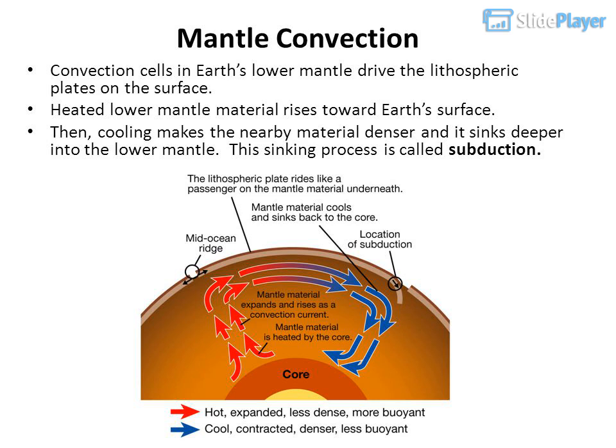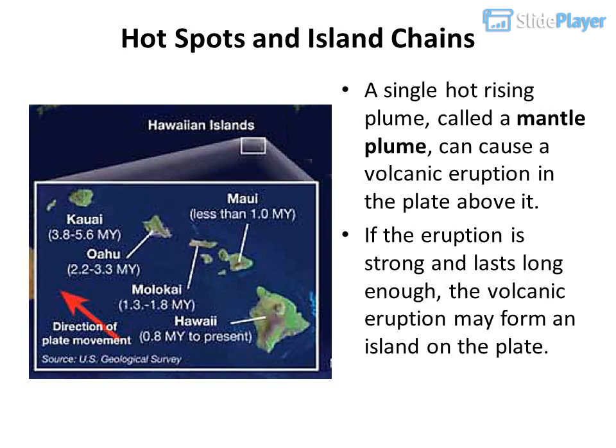Heated lower mantle material rises toward Earth's surface. Then, cooling makes the nearby material denser and it sinks deeper into the lower mantle. This sinking process is called subduction. Hot spots and island chains. A single hot rising plume, called the mantle plume, can cause a volcanic eruption in the plate above it. If the eruption is strong and lasts long enough, the volcanic eruption may form an island on the plate.